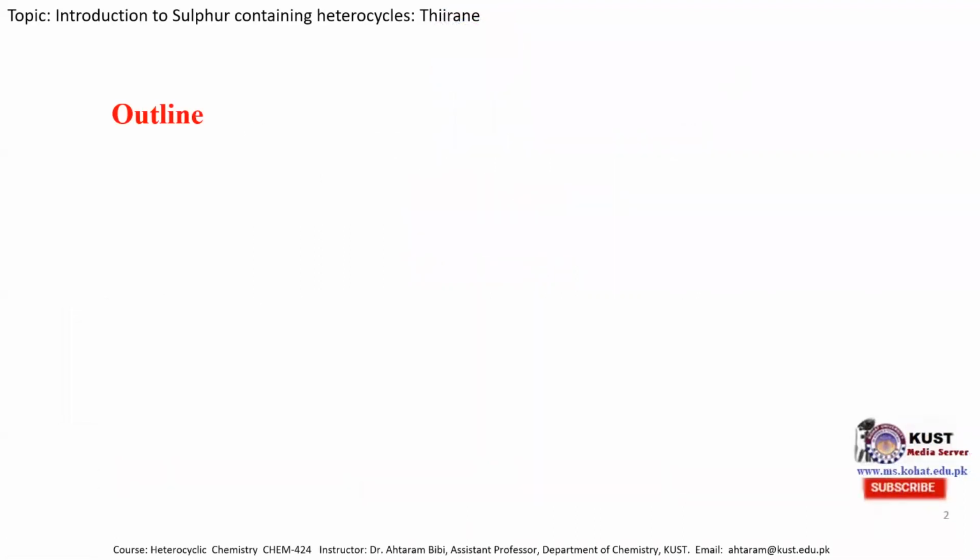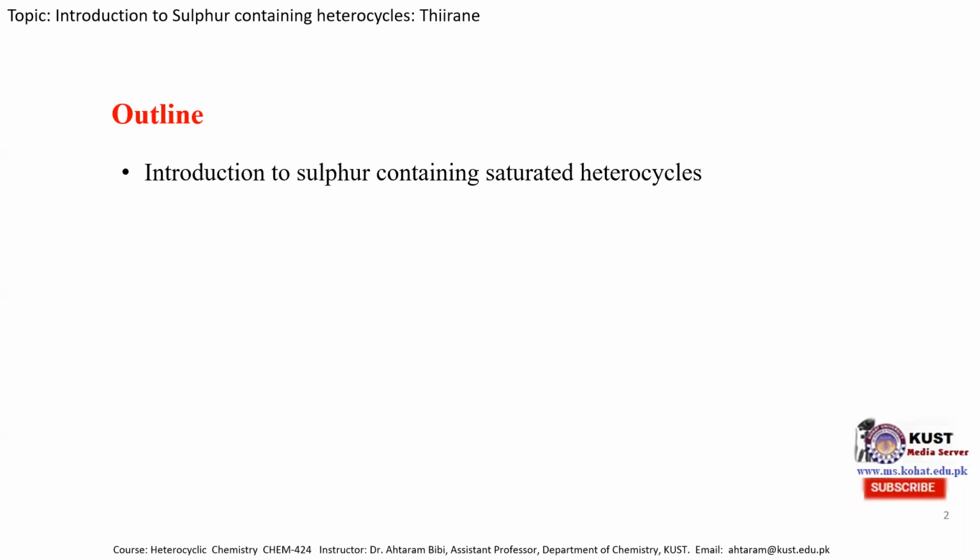Outline of today's lecture includes: Introduction to Sulfur-Containing Saturated Heterocycles, in which I will discuss 3-membered, 4-membered, 5-membered as well as 6-membered sulfur-containing saturated heterocycles. And then I will talk specifically about the thiirane molecule, the 3-membered sulfur-containing saturated heterocycle.